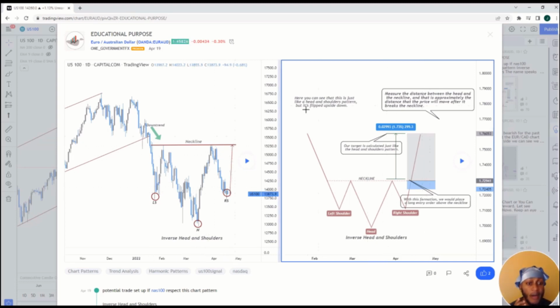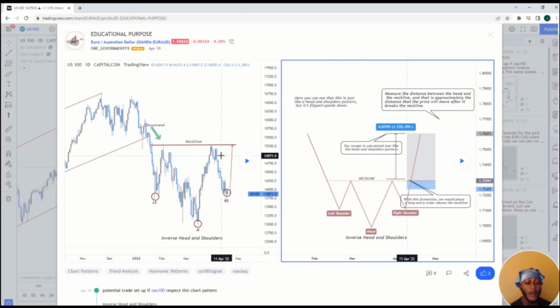If you look at the current market structure of this, we got that inverse head and shoulder, we got our left shoulder, head, right shoulder. This is just like a head and shoulder pattern, which, if you follow me before, you should know what a head and shoulder pattern is. This is the opposite, which is upside down. So what you will be looking for is for price to break this neckline, and that's where you will look for your entry point.